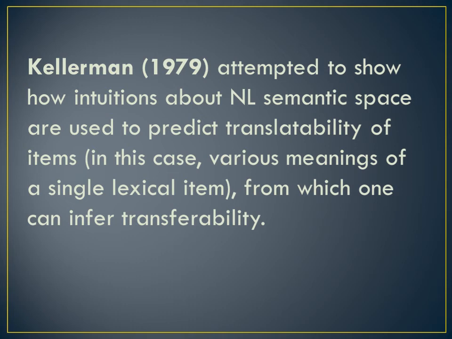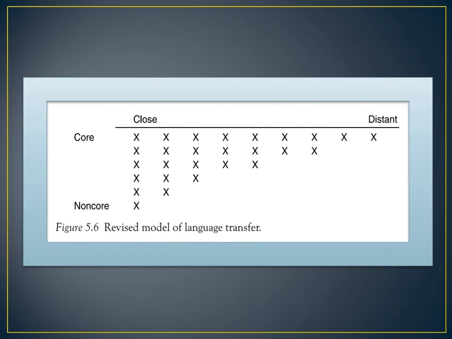To answer this question, we consider Figure 5.6, the revised model of language transfer. Again, the x's there indicate those areas where we are likely to find native language influences. Thus, in probabilistic terms, we can predict where transfer will and will not occur. The greatest likelihood of transfer is in core elements regardless of perceived distance. The second area of probable transfer is between languages perceived as close, for example, Spanish or Italian, Dutch or German, regardless of the status of core versus non-core elements.